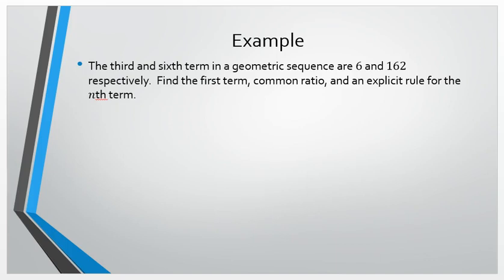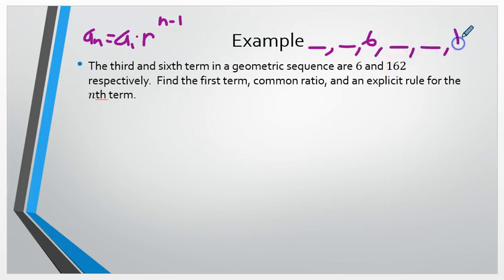Now let's do the same thing for a geometric sequence. First, let's write out the explicit rule for a geometric sequence. It's a sub n equals a sub 1 times r to the n minus 1 power. And what I know right now is the third and the sixth term. So if I wanted to kind of imagine my sequence, I don't know the first and the second, but I know the third term is 6. I don't know the fourth. I don't know the fifth, but I know the sixth is 162.